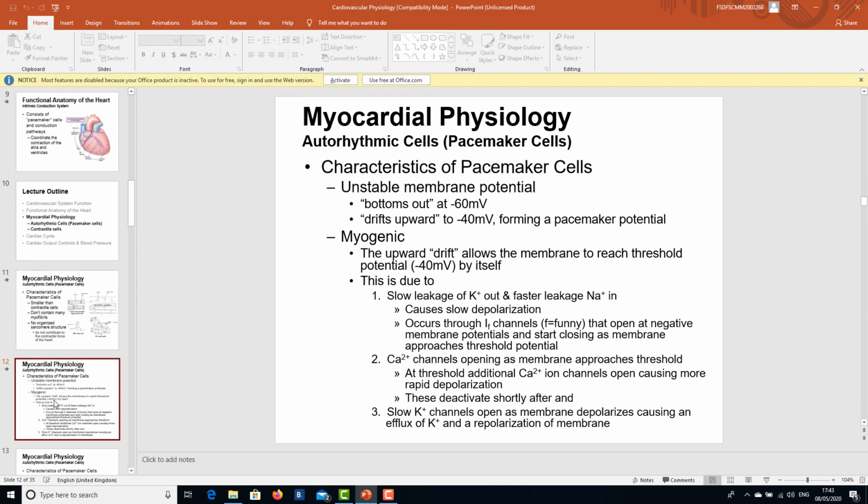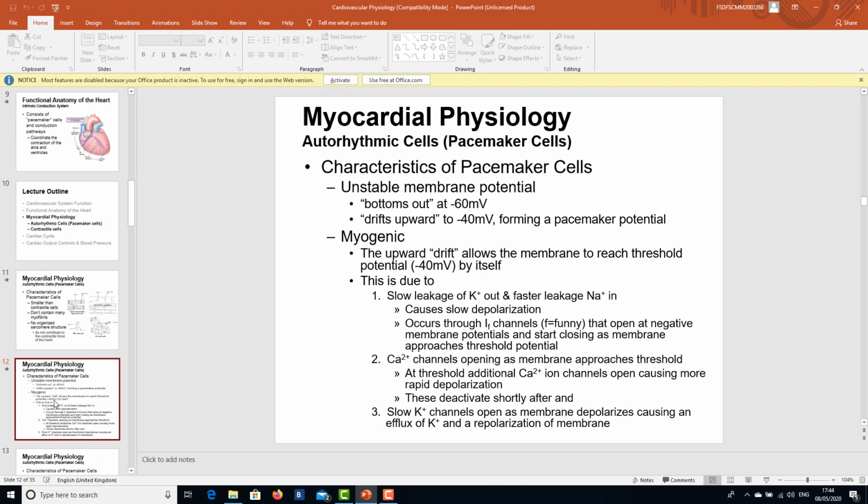So the autorhythmic cells, the pacemaker cells, the characteristics. Now the characteristics which are very important to learn about, and yesterday you have done this, is what is the difference in the action potential over there. You can see that the resting membrane potential over here is minus 60 millivolts. And there are a lot of leaky channels there, and they gradually drift towards the positive side, and when they come across minus 40 millivolts, they form a pacemaker potential.